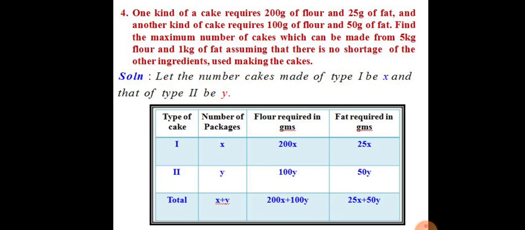Okay, so here our objective function is we have to find the maximum number of cakes. So that is x plus y, our objective function. These two are our subject to constraints.